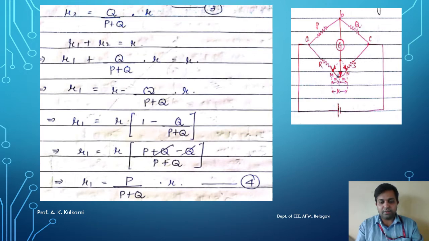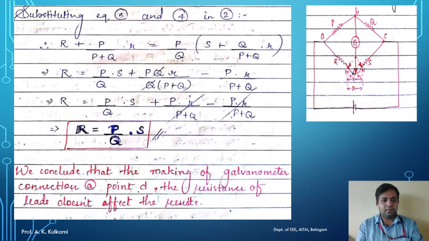Let us see further simplification. Okay, so now substitute both the values of r2 and r1 in equation number 2. If we substitute both equations 3 and 4, we are going to get this equation. So R plus P divided by P plus Q into r, which is equal to P by Q into S plus Q divided by P plus Q into r.